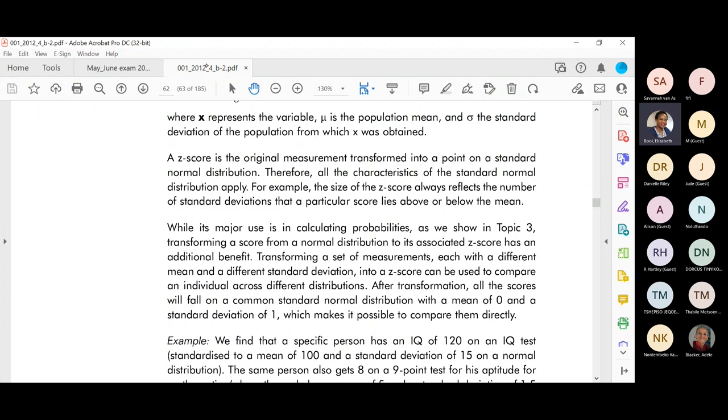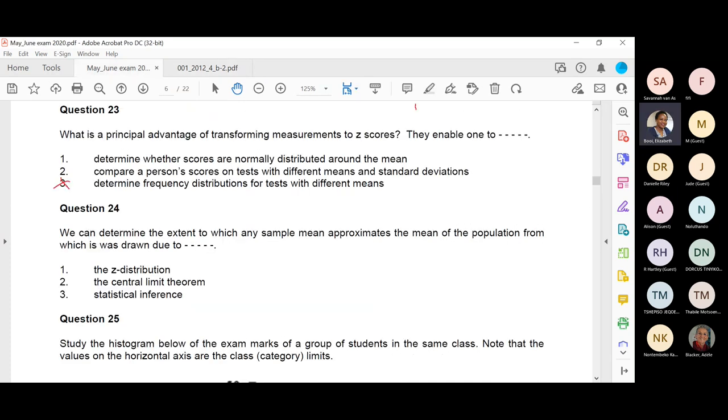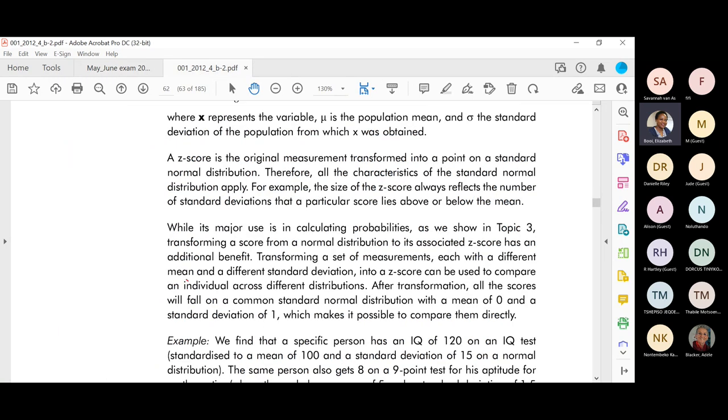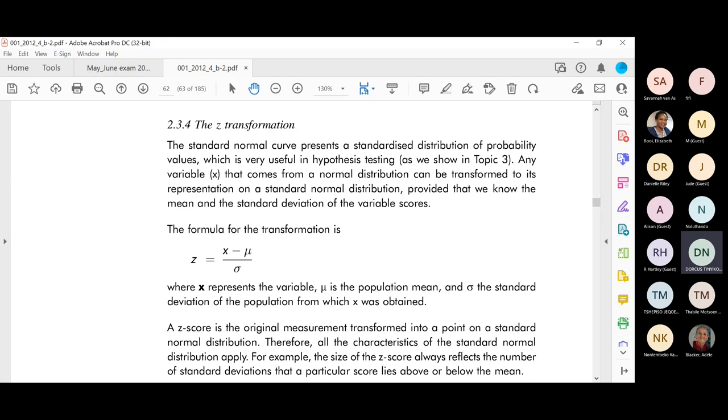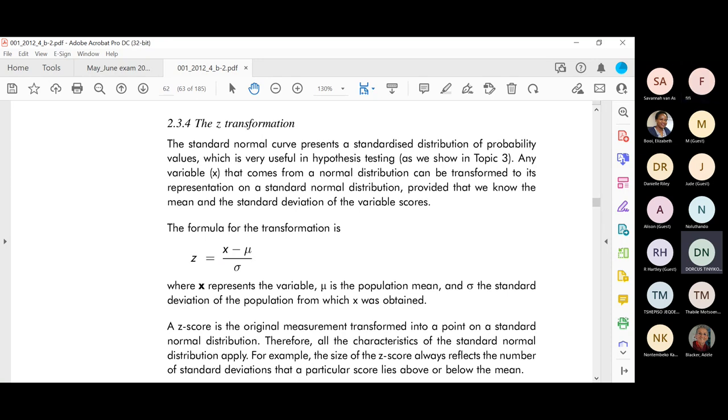Transforming a set of measurements, each with a different mean and different standard deviation, to compare an individual across different distributions. But you see, that doesn't talk about comparing them across different distributions. A z-score is an ordinal transform, a point on a standard normal distribution. All the characteristics of a normal distribution apply. Can we also check the meaning of z-score? Yeah, check what the meaning of z-score is.